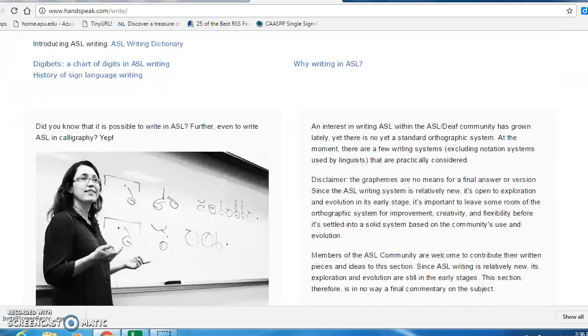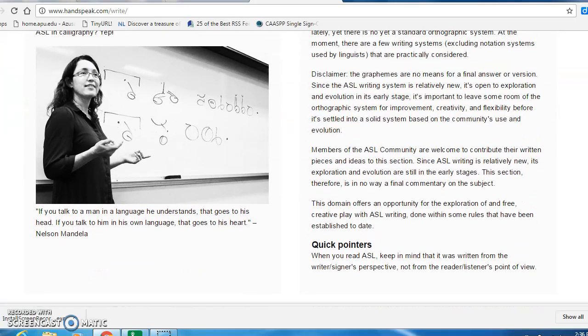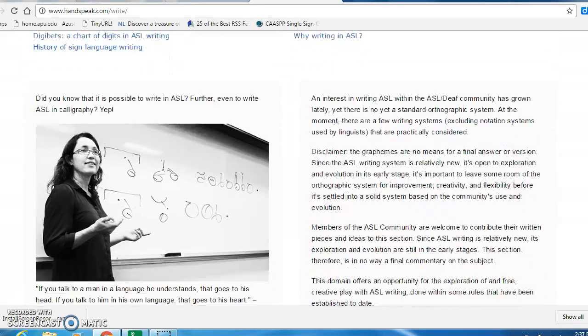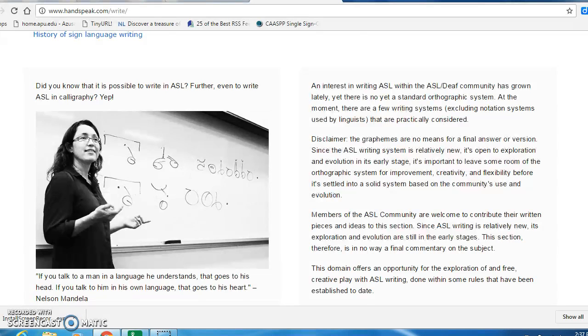And here is a really powerful quote by Nelson Mandela. If you talk to a man in a language he understands, that goes to his head. If you talk to him in his own language, that goes to his heart. I think that just encapsulates the heart of what this whole website and the resources that it has. We'll take a look at those resources.